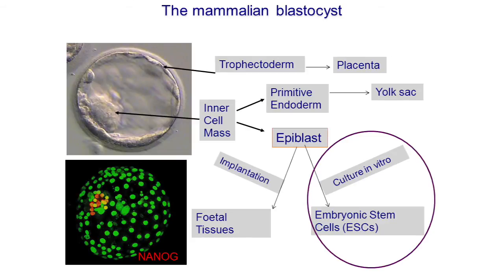But assisted reproductive technologies can also be used to treat disease, potentially. So in this slide, I told you that this tiny population of epiblasts, these pluripotent founder cells in the blastocyst, can either form fetal tissues if they implant in the uterus, or can form embryonic stem cells if they're cultured in vitro.